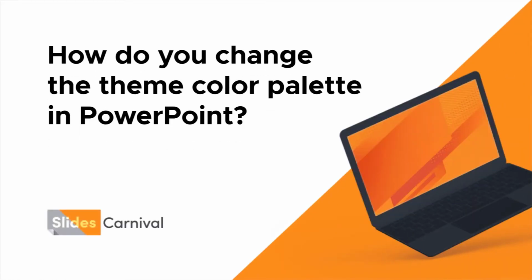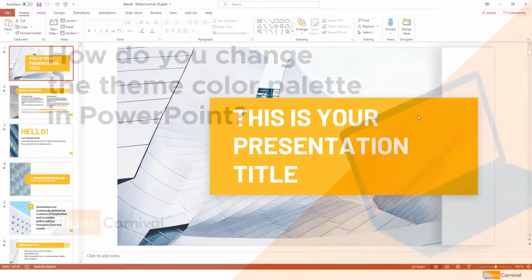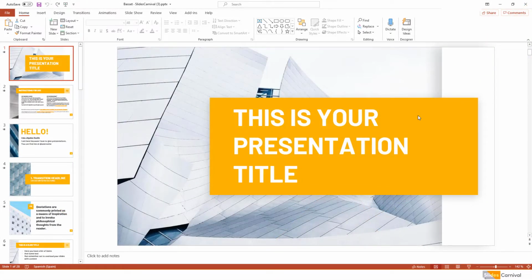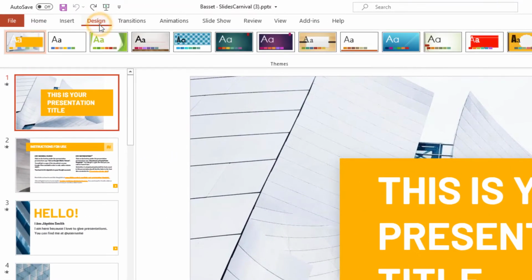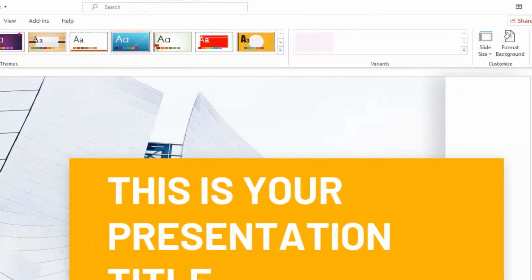How do you change the theme color palette in PowerPoint? If you want to create a unique look for your presentation, you can change the individual colors that make up your presentation's theme. From the Design tab, click the drop-down arrow in the Variants group.